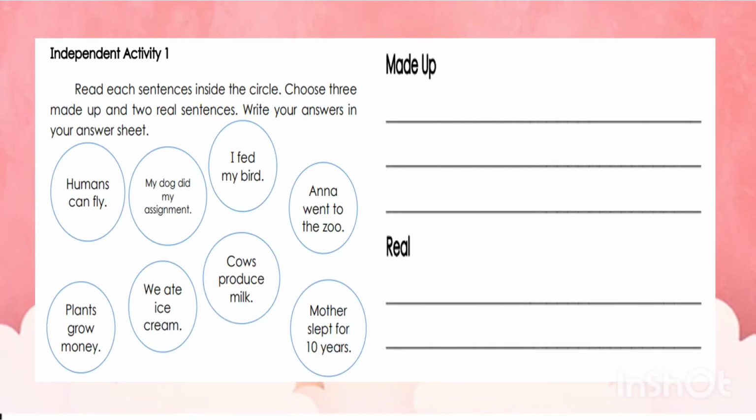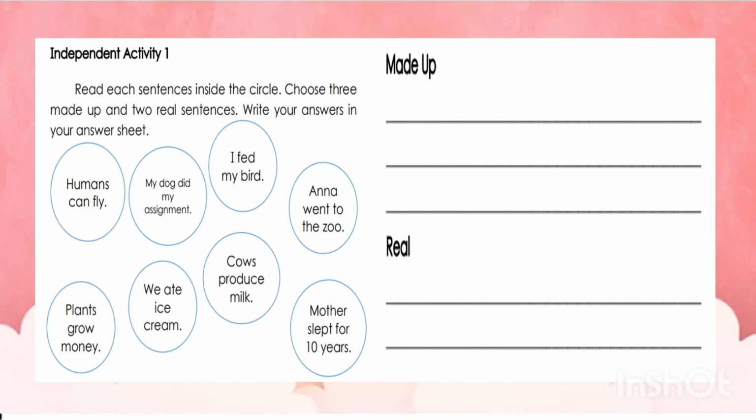Independent Activity 1. Read each sentence inside the circle. Choose 3 made up and 2 real sentences. Write your answers in your answer sheet. The sentences are: Humans can fly. My dog did my assignment. I fed my bird. Anna went to the zoo. Plants grow money. We ate ice cream. Cows produce milk. Mothers left for 10 years.